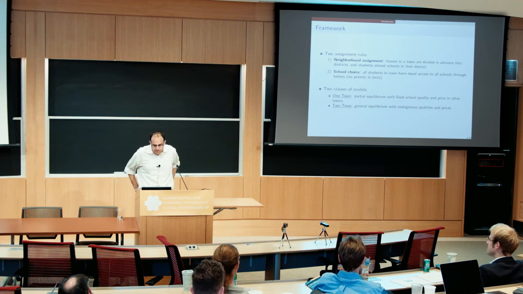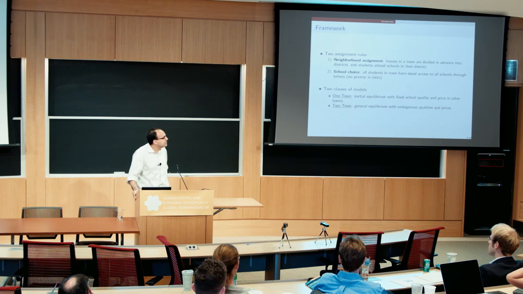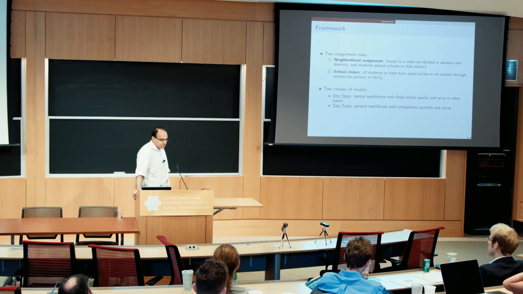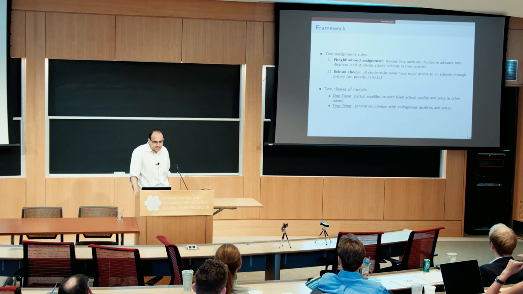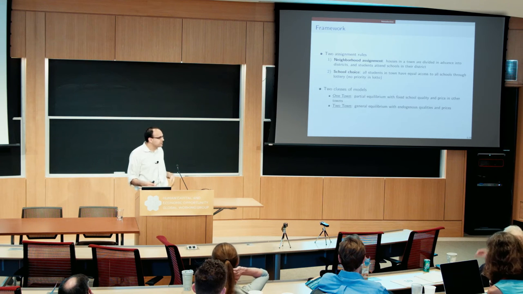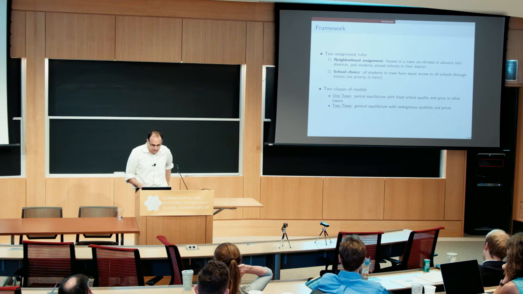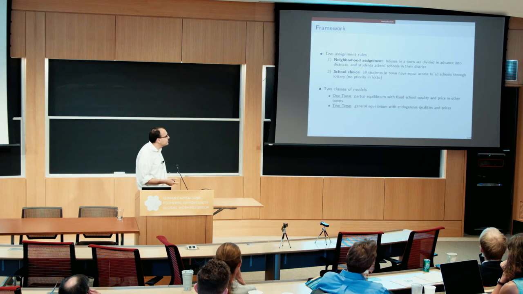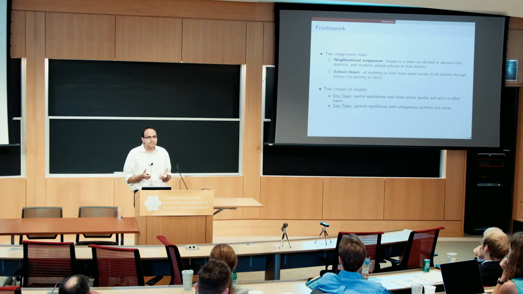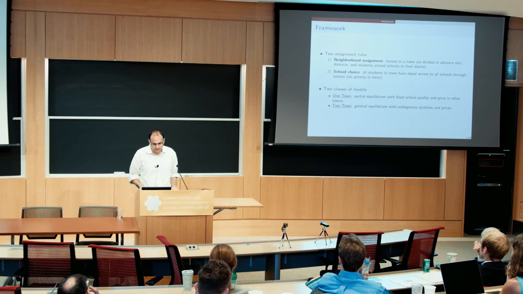So the setup here is, in terms of outside options, there is a fixed school quality and price in other towns, and we're thinking about the decision of an individual within a town under these two assignment rules. The appeal of the one-town model is it's actually relatively simpler to work with than the two-town model.